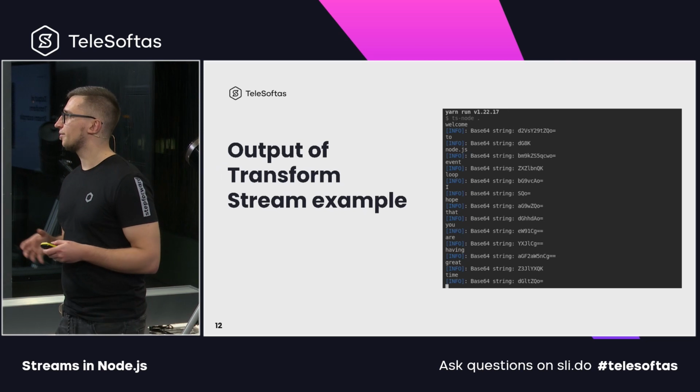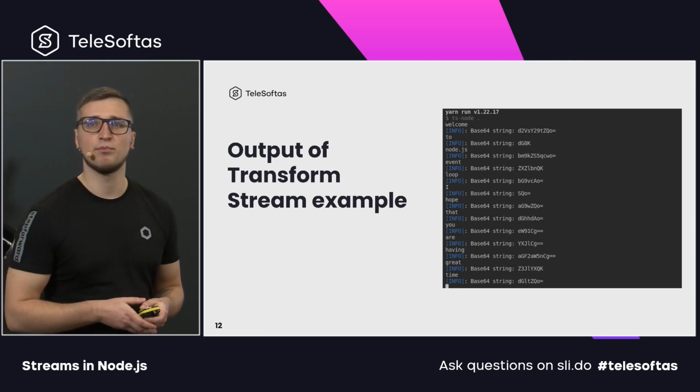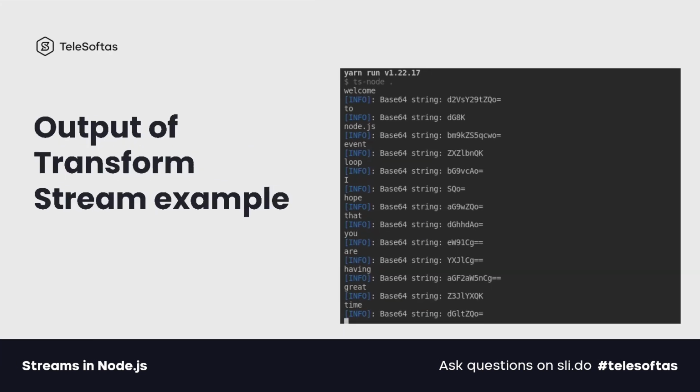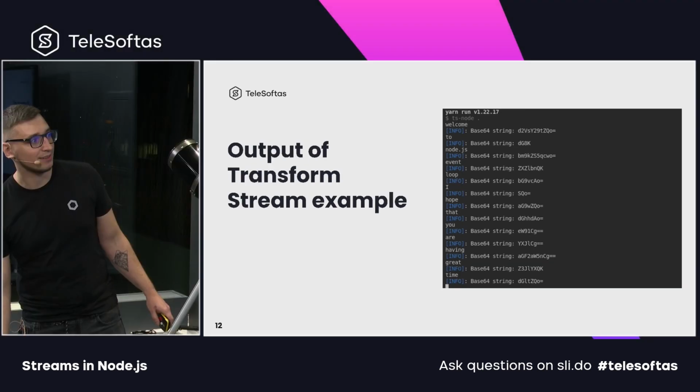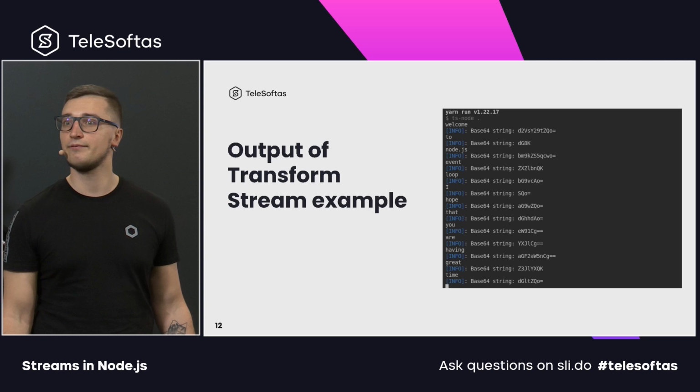In case you're curious about an example of this stream, once we write, let's say, the word welcome, we get a base 64 string of the word welcome. In case we write 2, we have another base 64 string. And you can see in this example, welcome Node.js event loop. I hope that you are having a great time.